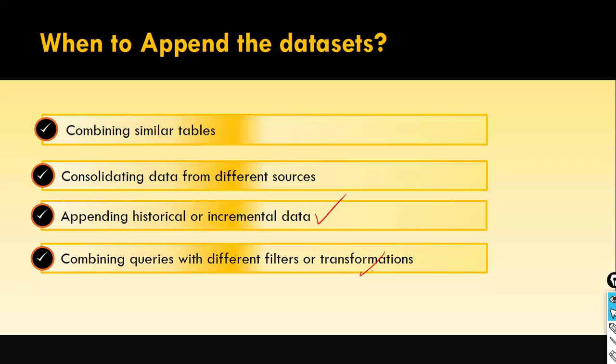See, in Excel, let's say your manager has given you 5 Excel files. Each Excel file has each month's data. You need to combine all the data and put it in a single Excel file. That is your appending, right? Appending all the data into a single file, consolidating all the data into a single file. That is what we are going to do. Appending historical or incremental data.